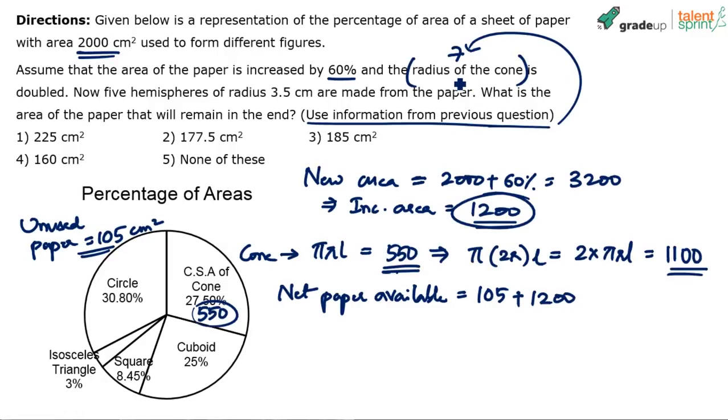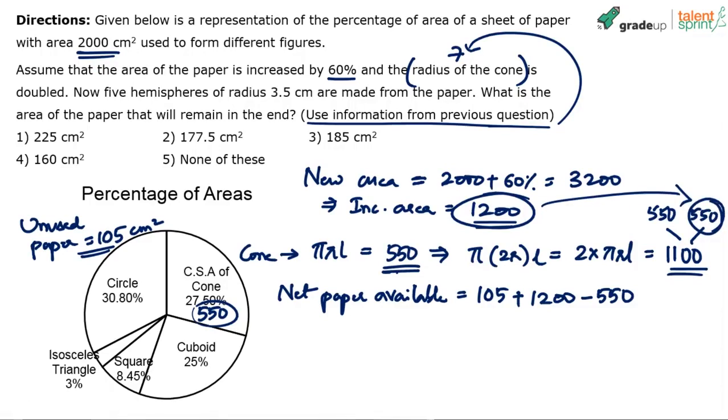But the radius of the cone was doubled, because of which the requirement of the cone also got doubled. 550 became 1100. So 550 was already there, now we are taking an extra 550, so that 550 should be subtracted. You're getting it? This 1100 is what? 550 plus 550. The first 550 was already there in the initial paper, 2000. The extra 550 requirement can be taken up from 1200.